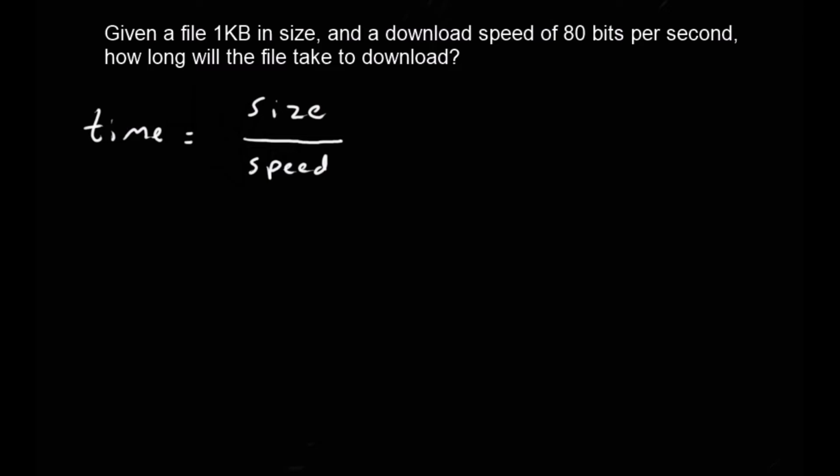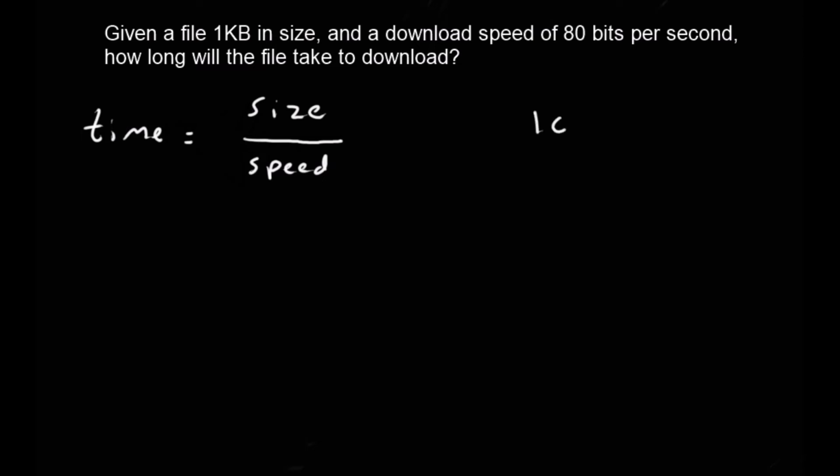Now, we do need to make sure everything is in a consistent unit, so really we need to convert everything into a consistent unit to start with. So this is our question for this scenario. We've been given a file that's 1 kilobyte in size and the download speed is 80 bits per second. So we're going to convert everything into a consistent unit of bytes. So 1 kilobyte is 1,000 bytes, so that's the size.